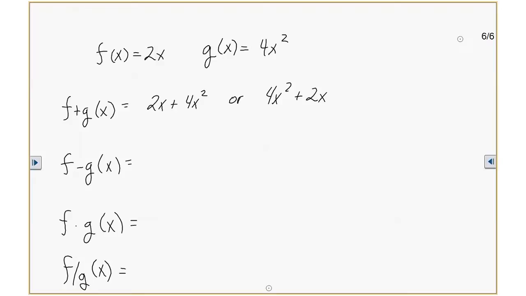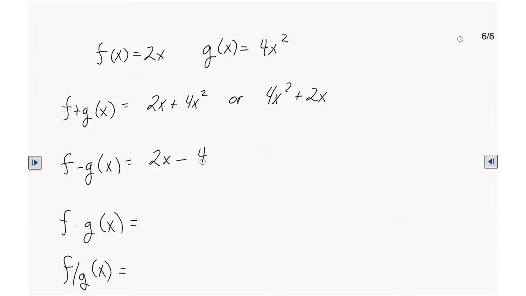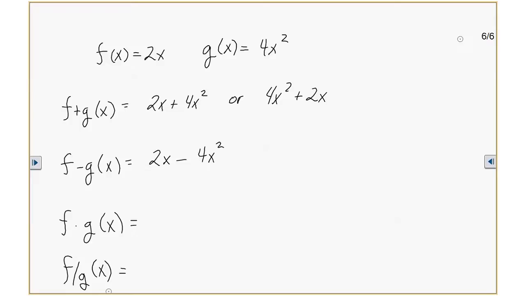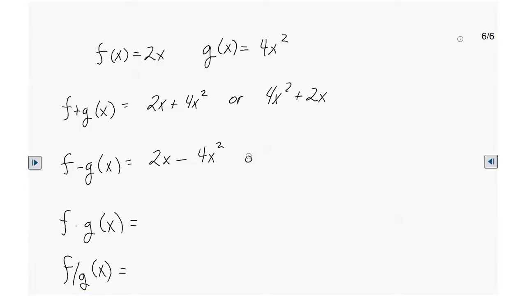The second one would be 2x minus 4x squared. Now, if you wanted to turn that around, you have to be careful because subtraction is not commutative like addition is. So you would have to say negative 4x squared plus 2x.